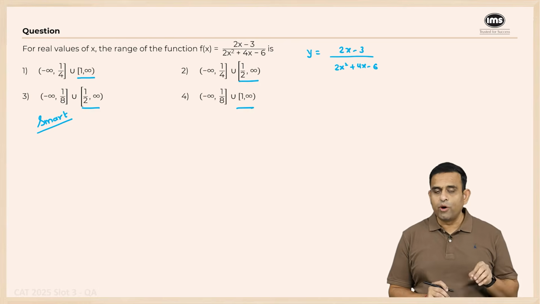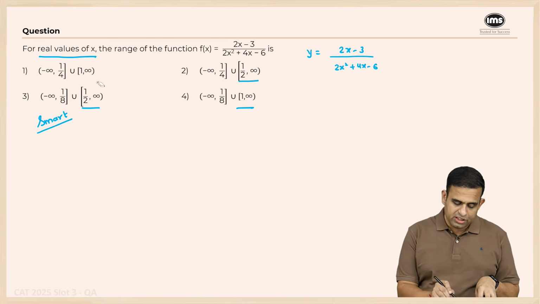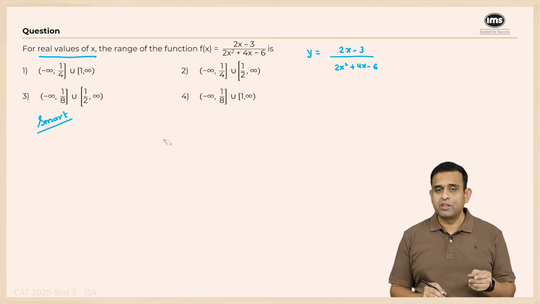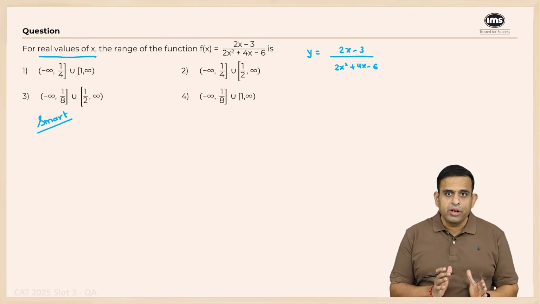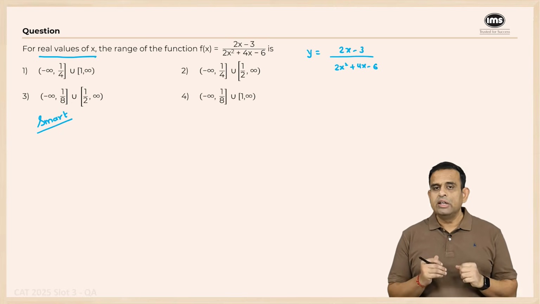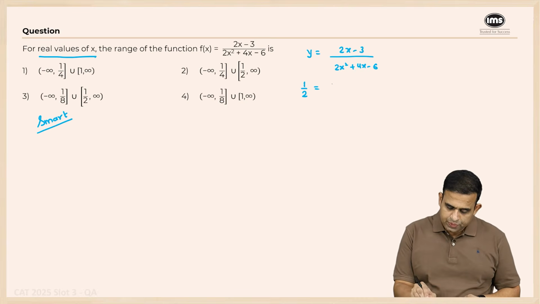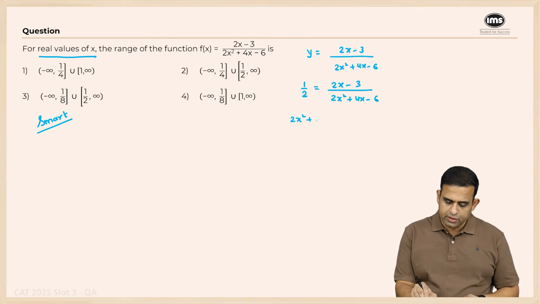So what I want to do is check whether y equal to half is a valid point or not, which will make this x a real number. So I will simply put y equal to half, and I will check whether for y equal to half the value of x comes out to be real or not. If it comes out to be real, I can say options number 1 and 4 will be out. I will choose between 2 and 3. So I will put 1 by 2 as 2x minus 3 divided by 2x square plus 4x minus 6. Let's cross multiply. So 2x square plus 4x minus 6 is equal to 4x minus 6.